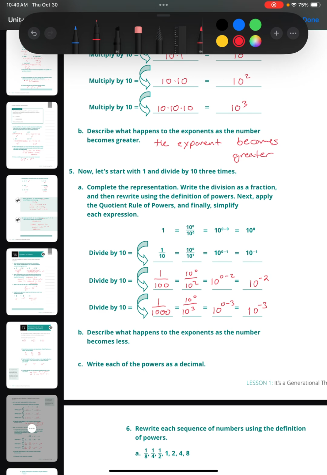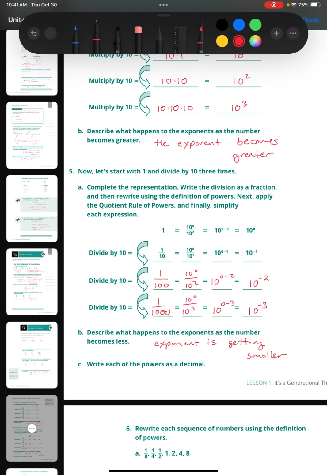So what is happening is, as the number is getting smaller, that fraction is getting smaller, the exponent is getting smaller. It's going the opposite way. So when the number gets bigger, the exponent gets bigger. When the number gets smaller, the exponent gets smaller.